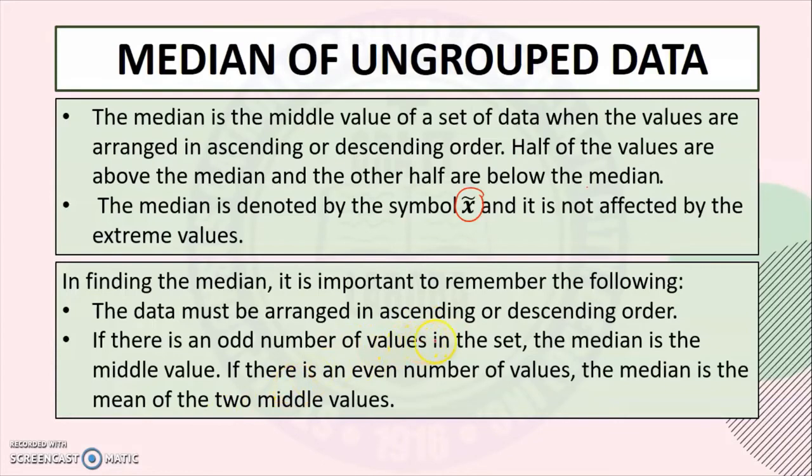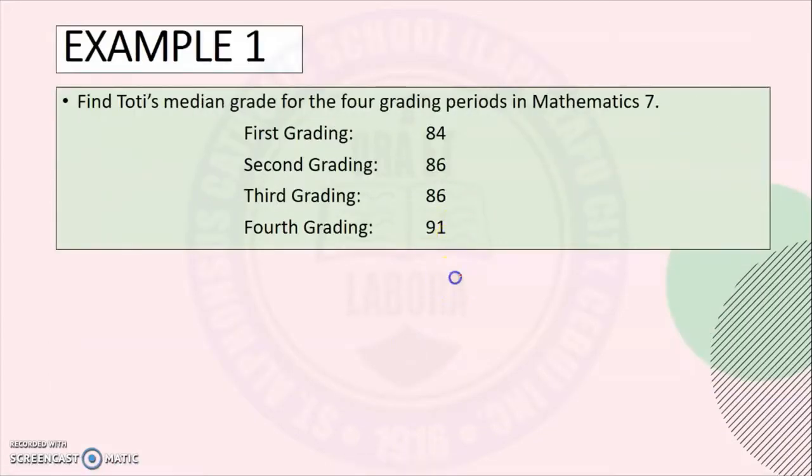So let's have examples. We will still have the same examples, but this time we will solve for the median. Again, these are the grades of Dottie for the 4 grading periods: 84, 86, 86, and 91. Again, the median is the middle value, but make sure that in finding the middle value, we need to arrange the given values in order. So it's either in ascending or descending.